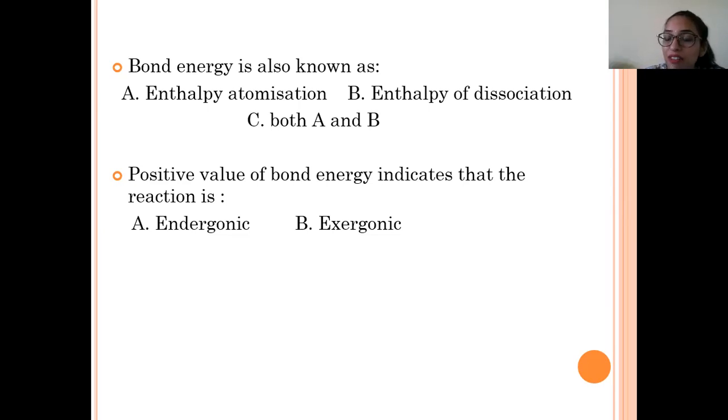Next is, positive value of bond energy indicates the reaction is endergonic or exergonic. I repeat, positive value of bond energy indicates that the reaction is endergonic or exergonic.